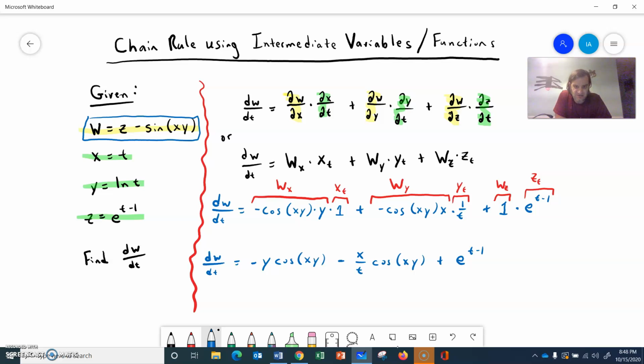So we kind of have to know a whole lot of things, but we do have the derivative with respect to t. If we wanted to, we could go back and replace x and y now if we want to. I don't see much advantage in doing that though.